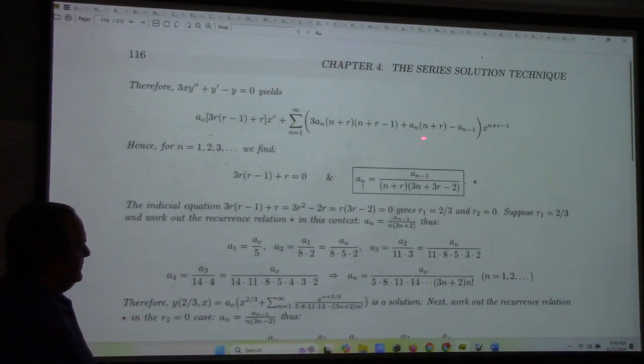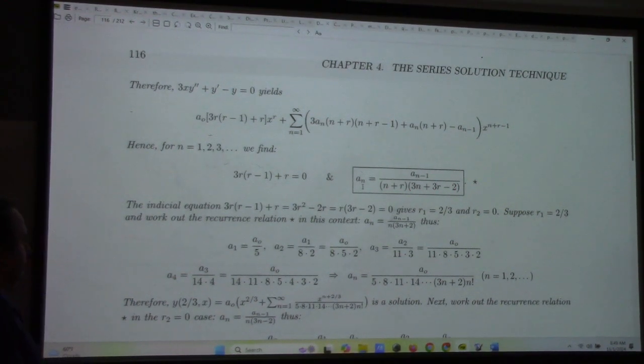And then from this, we can extract a recurrence relation that we've got to solve. Namely that a sub n is equal to a sub n minus 1 divided by n plus r times 3n plus 3r minus 2. All right. Well, the initial equation gives us two solutions, namely 2/3 and 0, right? And so these two different initial equations are going to lead to different outcomes for the recurrence relation.